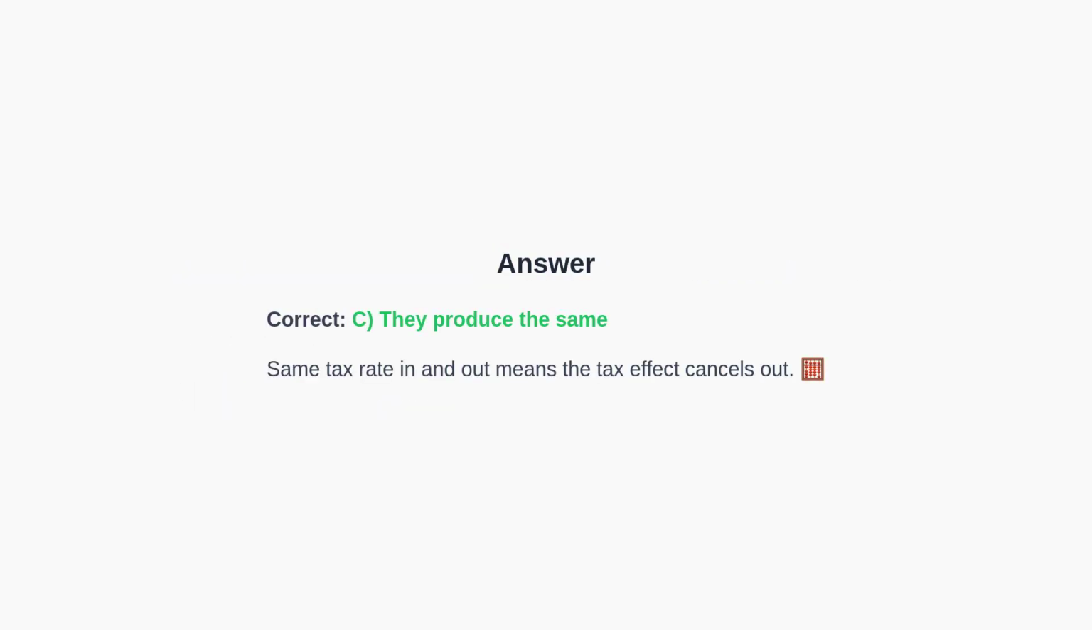The correct answer is C. They produce the same. When the effective tax rate is identical at contribution and withdrawal, the algebra shows the results are equal after tax. The key factor is where your effective tax rate is lower, now, or later.